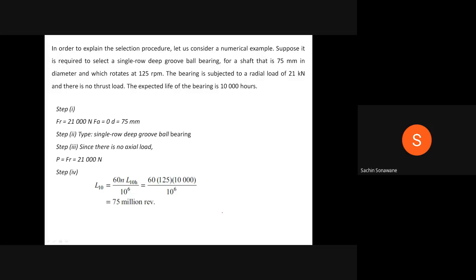Step 1, Fr is equal to 21,000 Newton, Fa is equal to 0, diameter D is equal to 75 mm. Step 2, type: single row deep groove ball bearing. Step 3, since there is no axial load, P is equal to Fr, which is equal to 21,000 Newton. Step 4, L10 is equal to 60 N L10H divided by 10 raised to 6. Substituting the values, 60 into 125 into 10,000 divided by 10 raised to 6, we get L10 as 75 million revolutions.